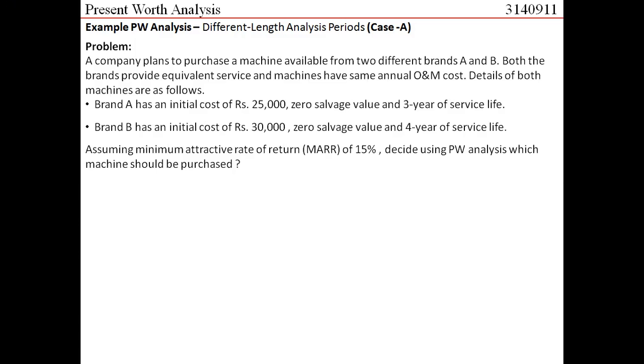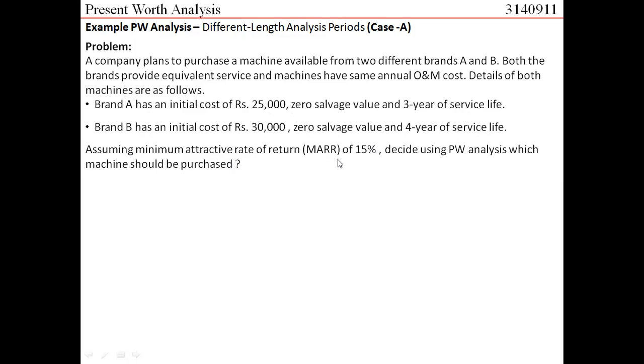So again, a company plans to purchase a machine available from two different brands, say A and B. Both brands provide equivalent service and the machines have the same annual O&M cost. Details of both machines are given as follows. Brand A has an initial cost of 25,000. It has zero salvage value and 3 years of service life. Whereas brand B has an initial cost of 30,000, zero salvage value and 4 years of service life, right?